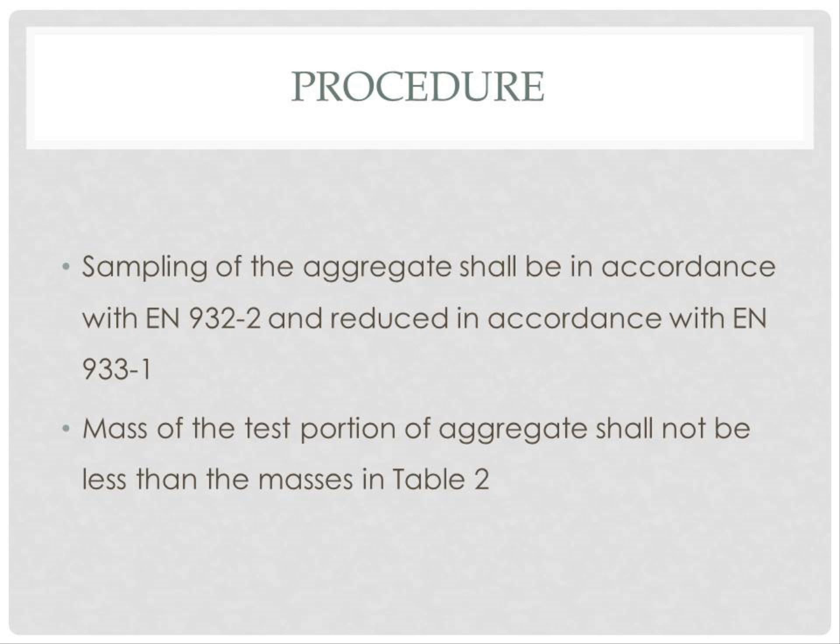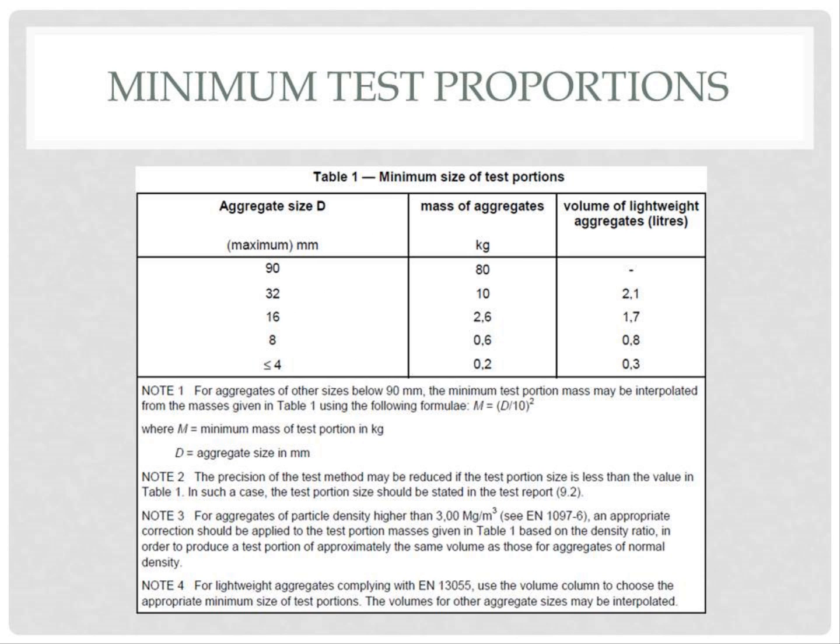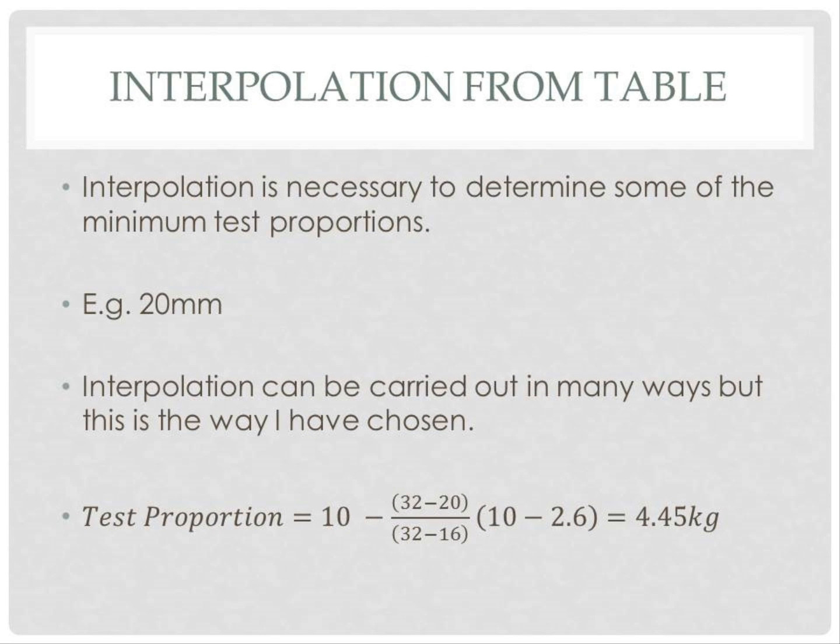which follows. The table attached illustrates Table 2, the minimum test proportions for the test. Interpolation from Table 2 may be necessary to determine some of the minimum test proportions. For example, 20 mm. Interpolation can be carried out in many ways, but this is the way chosen.